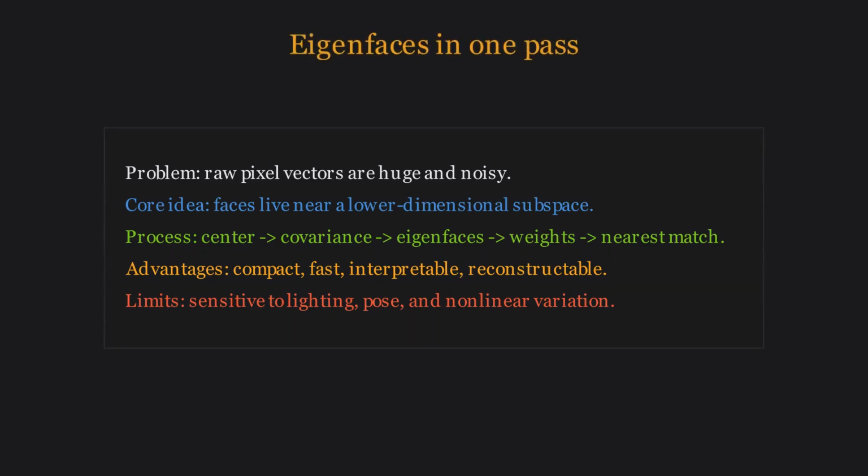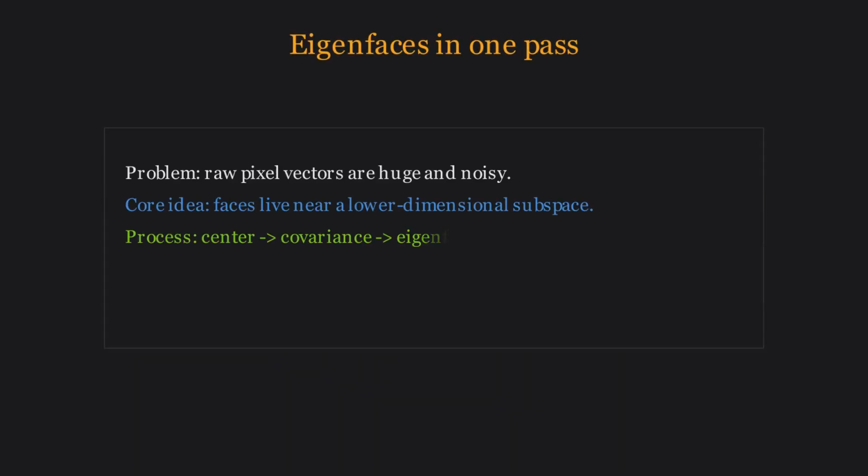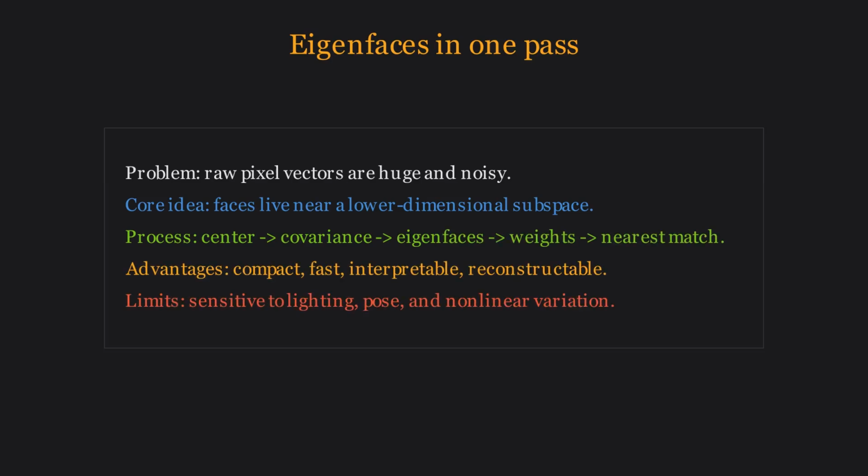Before we close, here is the whole method in one pass. The problem: raw face images are huge vectors, and raw pixel distance is noisy. The core idea: faces do not fill the whole pixel space. They lie near a much smaller face subspace. The process is: center the data, measure covariance, find eigenfaces, project each face into weights, then compare those compact weight vectors. The advantages are clear: fewer dimensions, faster matching, interpretable components, and reconstruction error that can help reject non-faces.